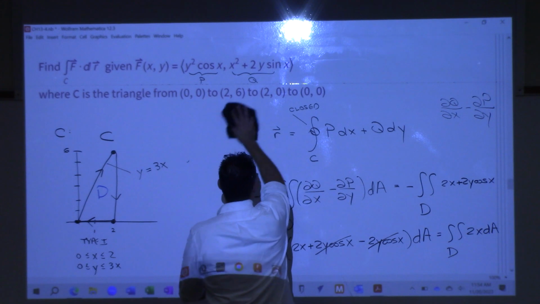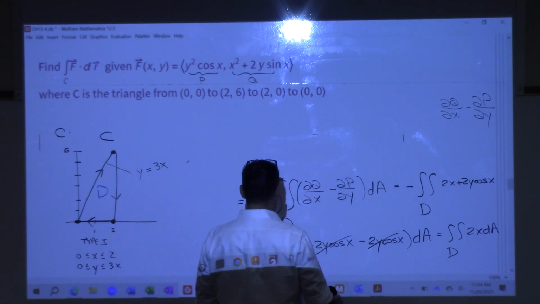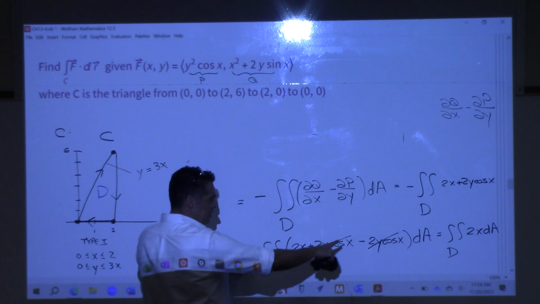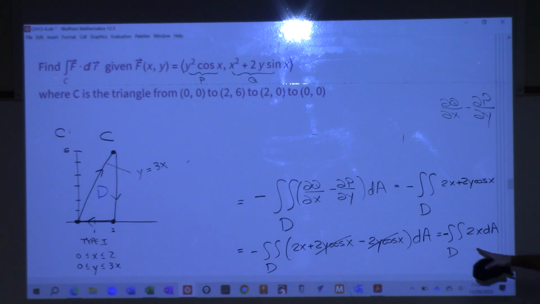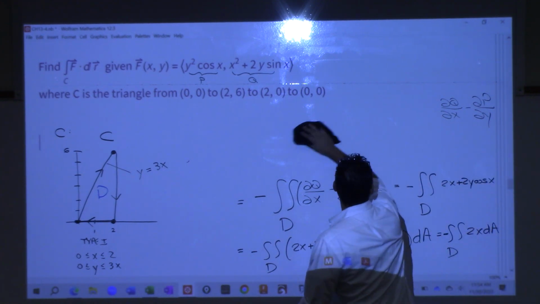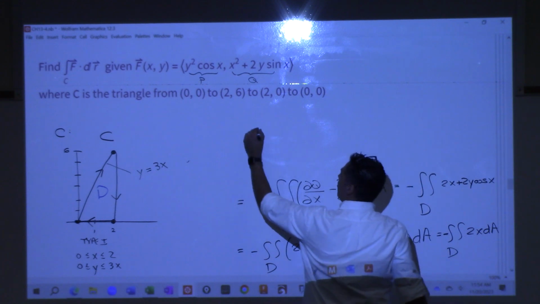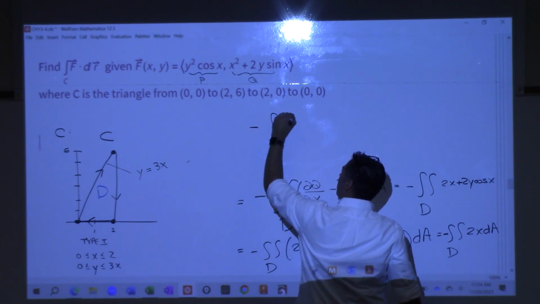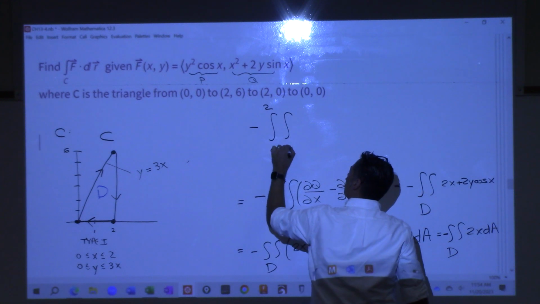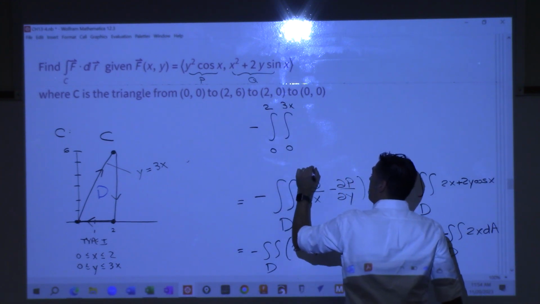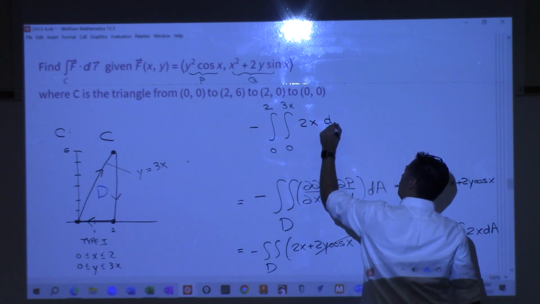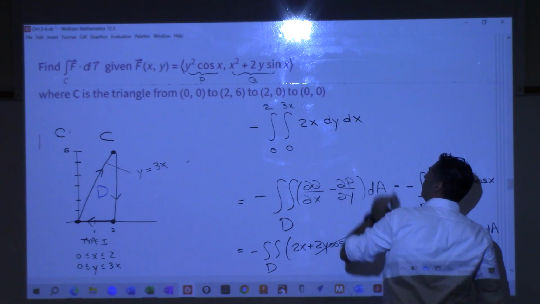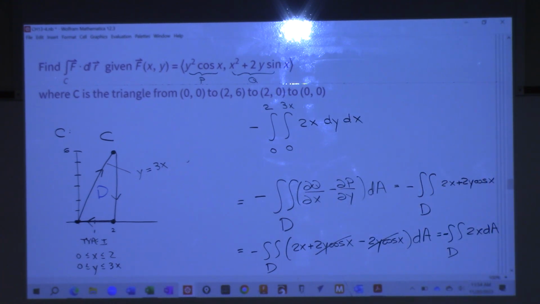So now this becomes, let's see, did I lose my negative? I did. I lost it. It was right here. Right, the negative right here. All right, so here's where we are. We have negative double integral. First one's going to go from 0 to 2. Second one's going to go from 0 to 3x. The order matters, right, because it's type 1. What am I integrating? 2x with respect to y first, then x. See, nothing crazy. It's just a regular double integral now.